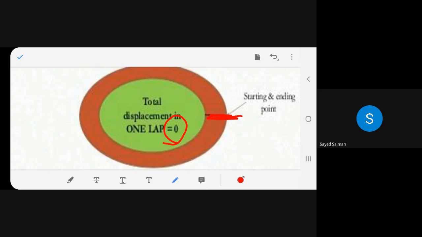This is what I taught you yesterday. But with the diagrams over here, I'm teaching it again. So you start over here, and you come back. So the starting and the ending point is the same. So if the starting point is 0, the ending point is also 0. Fine.